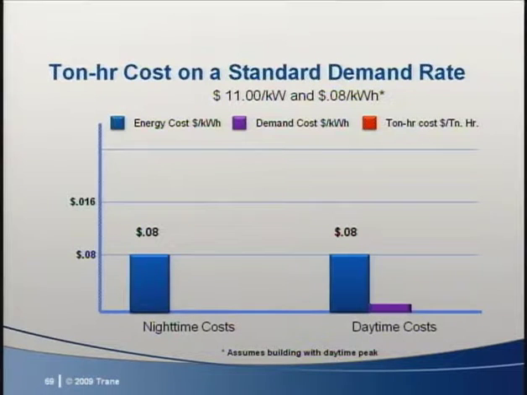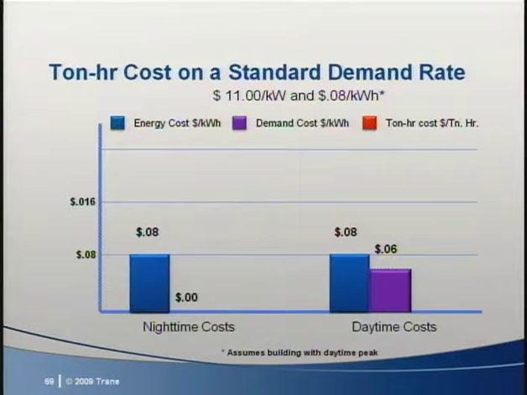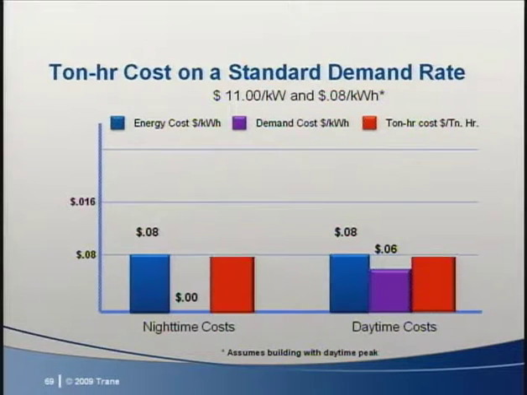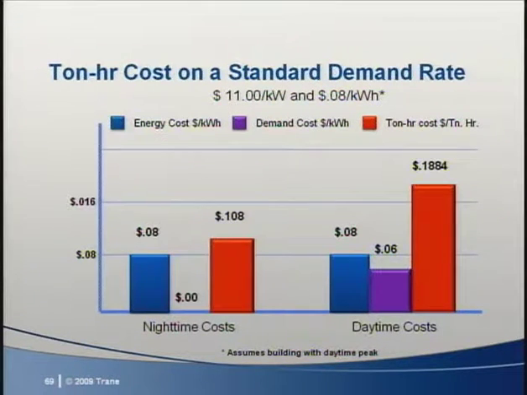If the cooling is made at night, there is no demand contribution to the cooling costs. If cooling is made during the day, contributing to the peak demand, it will add about 6 cents to each kilowatt hour. So how much does a ton-hour of cooling cost? During the night, the cost will be just over 10 cents per ton-hour. During the day, a ton-hour costs almost 19 cents, a half-price sale with standard no time of day rates.